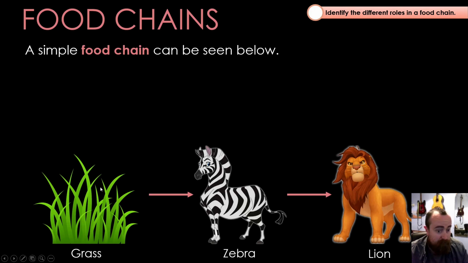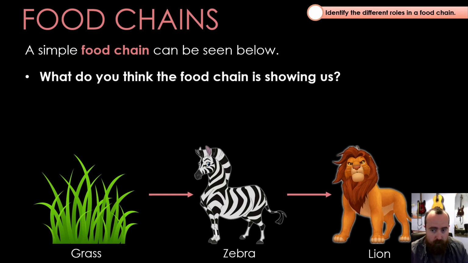Here we have a really simple food chain. And as ever with these videos, I'm going to ask you some questions. What you should be doing is pausing the video when I ask you a question, seeing if you can answer it. If you're able to answer it, that's great. Unpause the video, see whether you got the question right, and move on. So first question, what do you think this food chain is showing us?